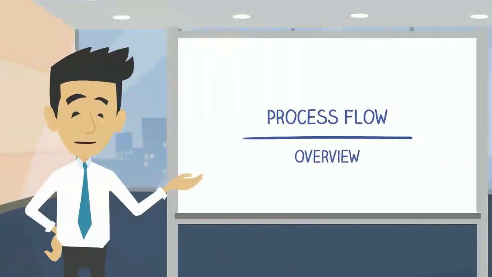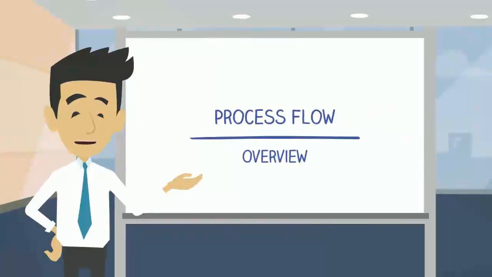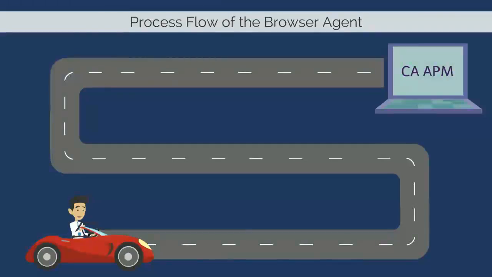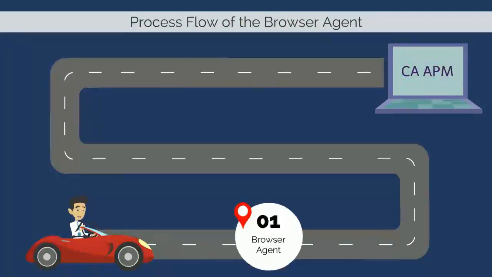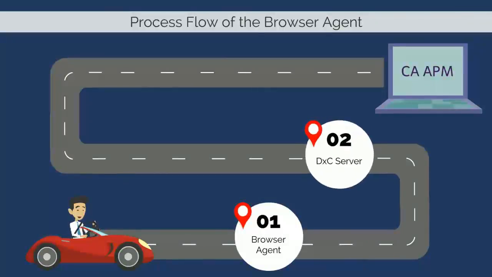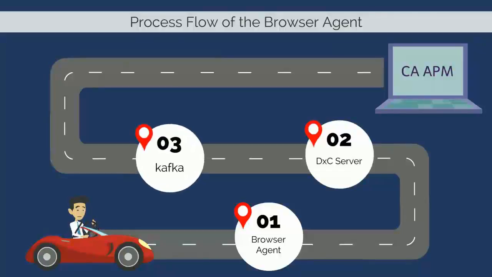I think it's also important to understand the process flow of browser agent. CA APM monitors end user business services and transactions. The browser agent posts the collected end user monitoring data to Digital Experience Collector. CA Digital Experience Collector is a data collector for the end user monitoring. The collector consumes data from the browser agent and sends the data to Kafka using JSON.